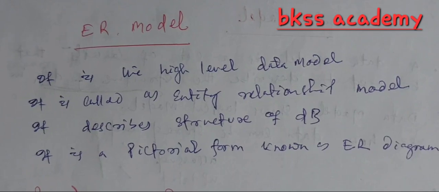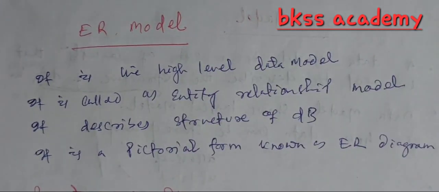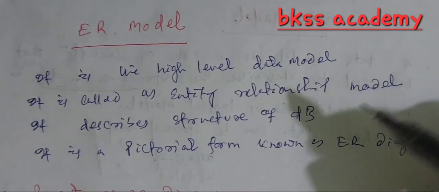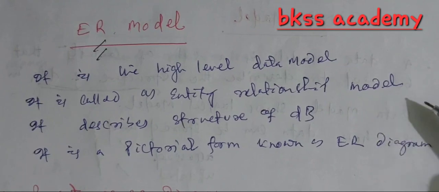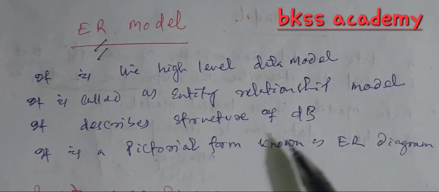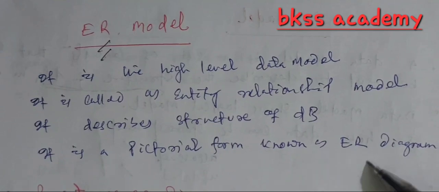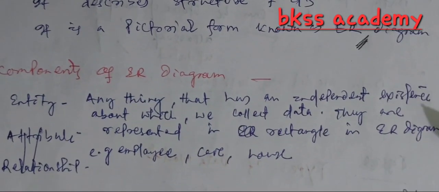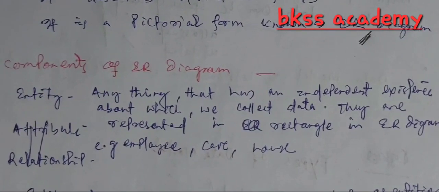One last model we had left, now we are going to discuss it, that is the ER model. It is the high level data model. ER is called the entity relationship model. It describes the structure of the database. Its pictorial form is known as the ER diagram. The components of an ER diagram are entity, entity set, attribute and relationship.